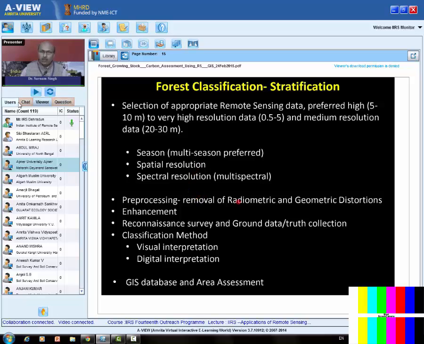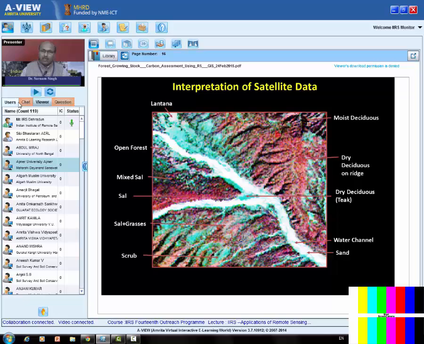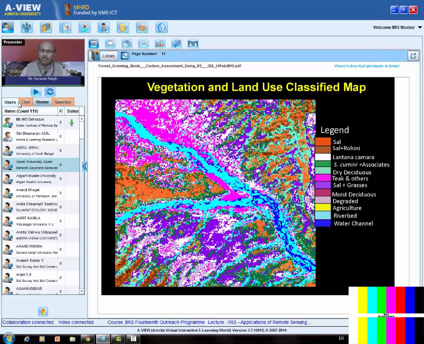We do the usual pre-processing of the data, we do the enhancement, and then we go to the field and do the reconnaissance survey, and we have the ground truth collected, and come back from the field, we do the visual interpretation or digital interpretation. So we have the vegetation cover type map, vegetation density map available to us, and this database is available to me in GIS domain. Let us say this is an example here in Doon Valley. So these are different types of land use and land cover which we need to interpret, and then we will have this kind of classified map which can be used for any further work. So here you have a Sal plus Rohini or Lantana camara.